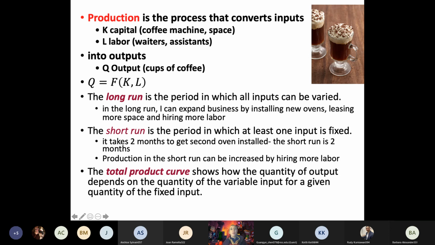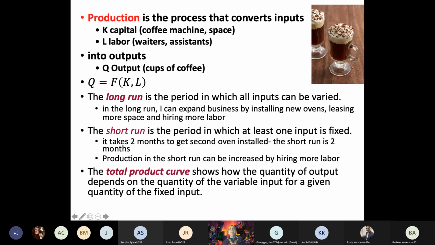And then in the long run, everything is flexible. All your inputs into production can change. So you can change both capital and labor, so you can hire more people and you can buy more machines. So in some industries, short run is very short, such as a lawn mowing business. All it takes is a trip to Home Depot and maybe you need a new truck. So within a week, you can expand your capacity and service twice as many clients. So your output can double within a week.